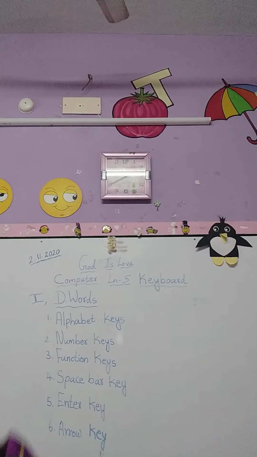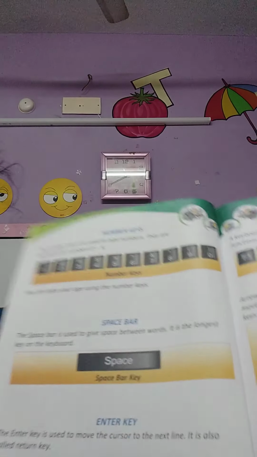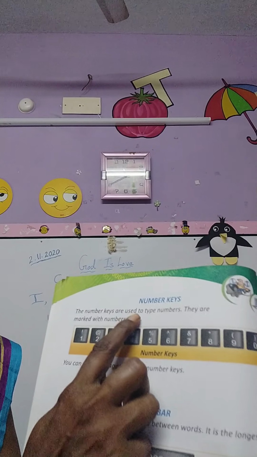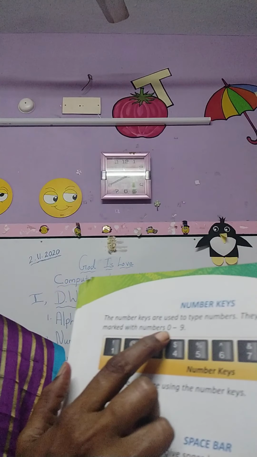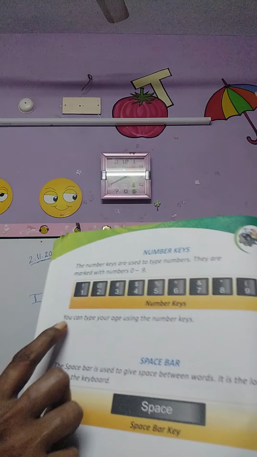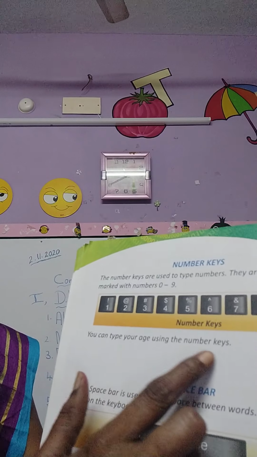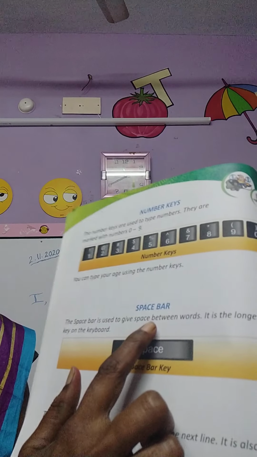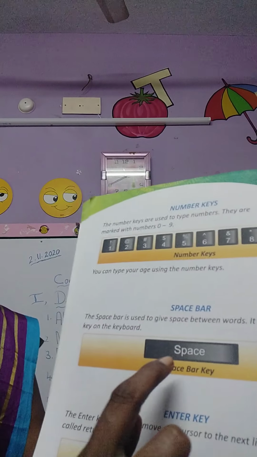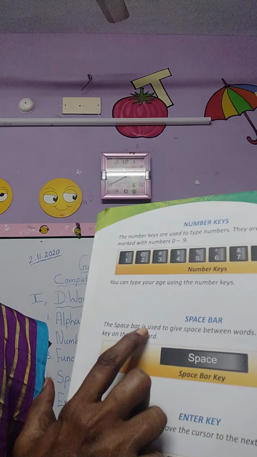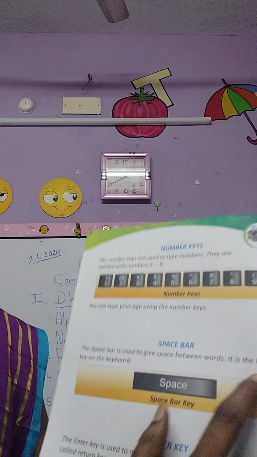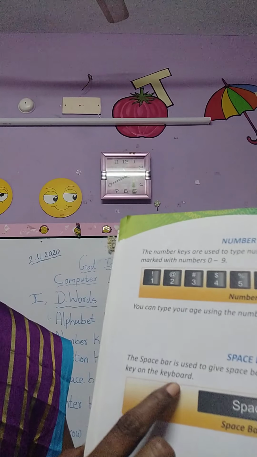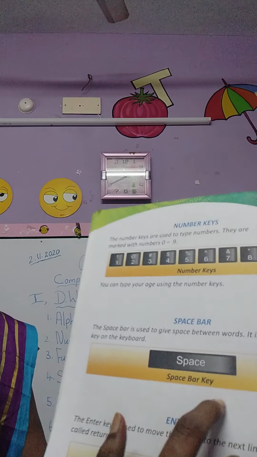Now shall we read the book? Come on. See here, number keys. We are reading, no? The number keys are used to type numbers. They are marked with numbers 0 to 9. You can type your age using the number keys. Next, space bar key. I showed you, no, the longest key. See here. The space bar is used to give space between words. It is the longest key on the keyboard. See here. Space bar key.